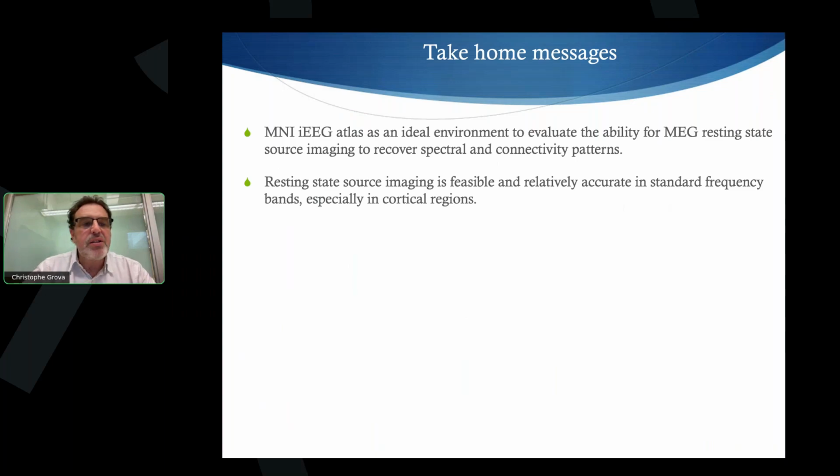And if I may, I will just take 5 minutes to talk about our very last and very promising results comparing MEG to EEG.